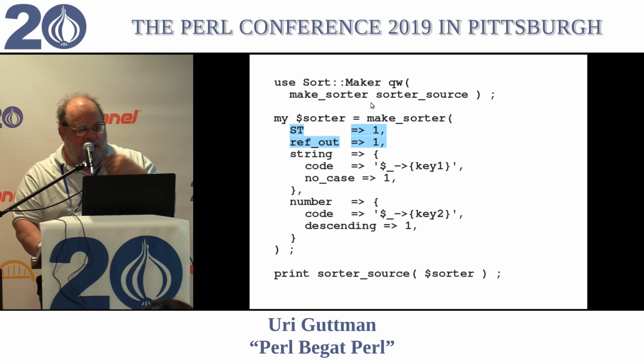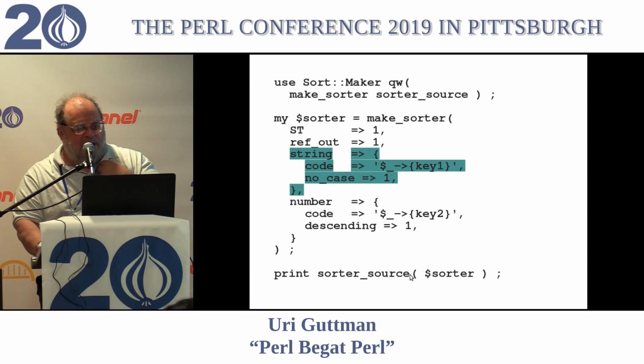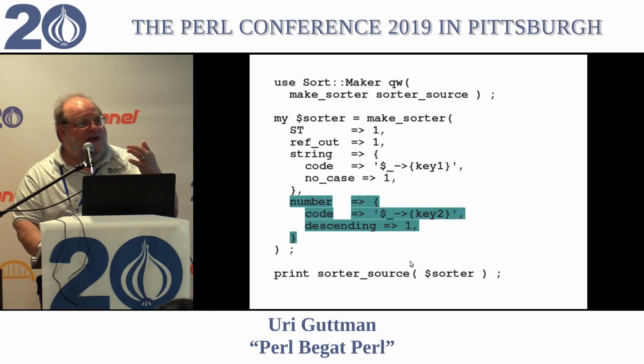So here is how you actually call Sort Maker. make_sorter is the main subroutine you call. And we're calling an ST, Schwartzian transform, and we're adding an option saying we want a reference output. Basically, we want an array reference for the output, not just a string array. Okay. Now, the first key is a string. The code extraction is just key1 in a hash. And we want no case, basically no case checking. Okay? And I learned today from Sawyer that I'm using uc. I should probably switch it to fc. Maybe one day I'll patch this.